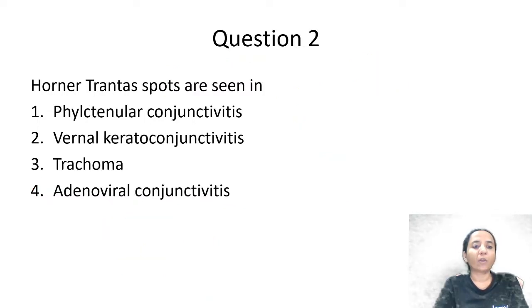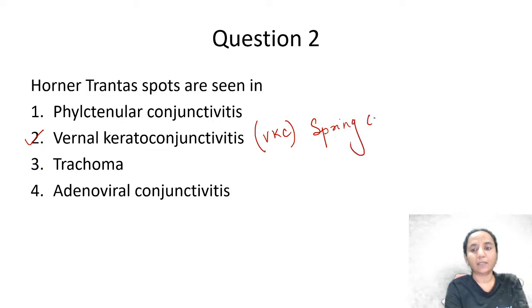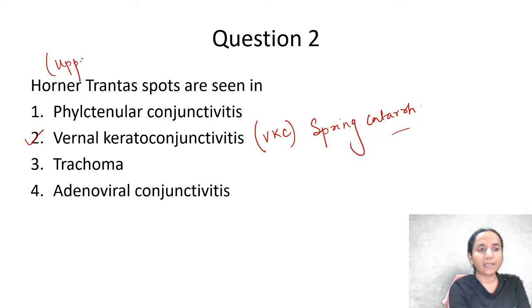Where do we get to see Horner-Trantas spots, or HT spots? The options are: Lichen planus... phlyctenular conjunctivitis, vernal keratoconjunctivitis, trachoma, adenoviral conjunctivitis. So, who will tell me the answer? Correct. The answer is vernal keratoconjunctivitis or VKC, and the other name for this is spring catarrh. Horner-Trantas spots are seen close to the upper limbus, and they are seen in VKC.